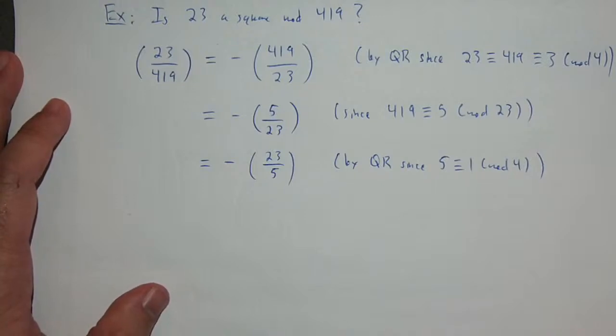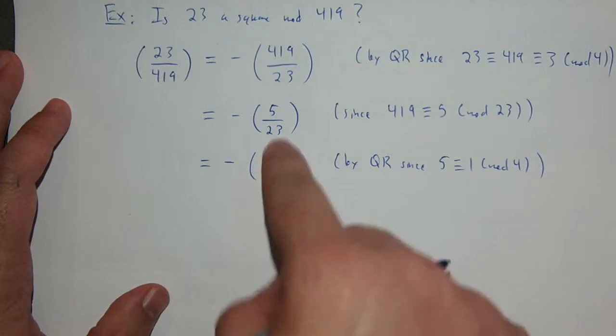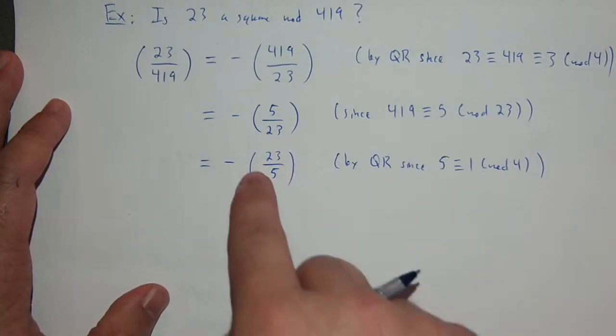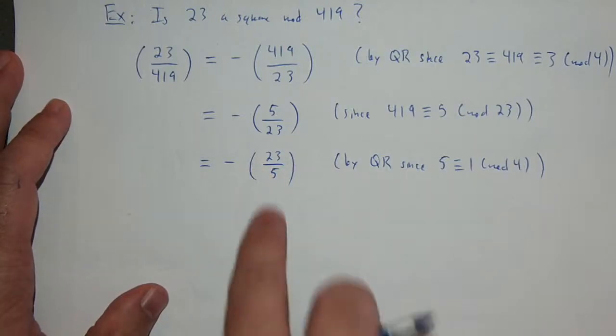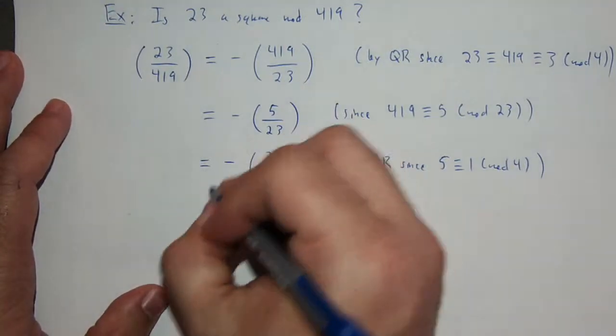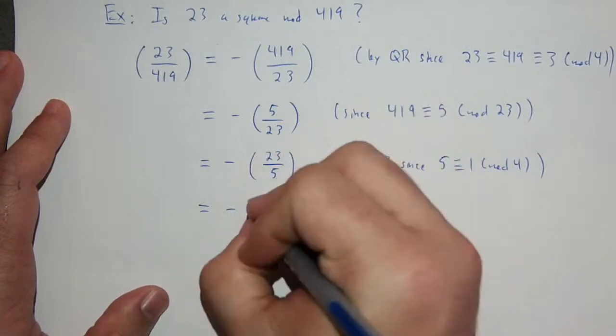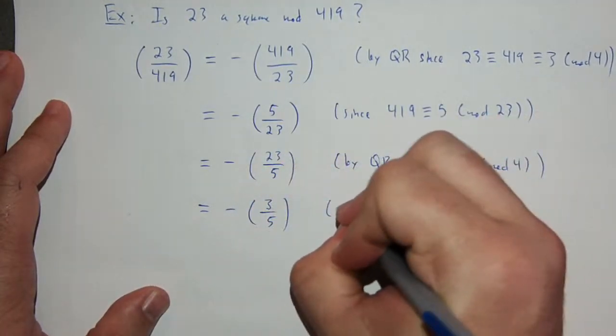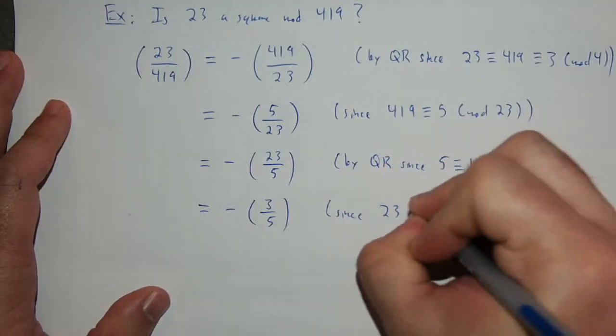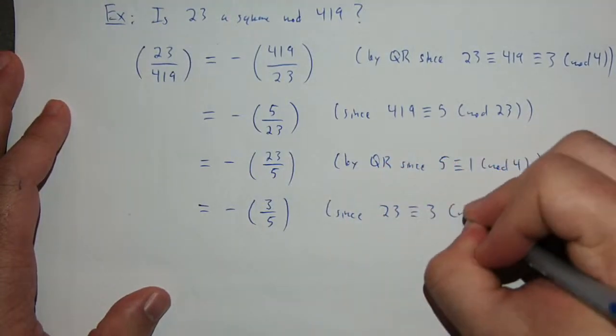Okay. But now I can do this trick of reducing this mod 5 to use something that's more convenient for computing the Legendre symbol. So mod 5, this is 3. So this is minus 3 on 5, since 23 is congruent to 3 mod 5.